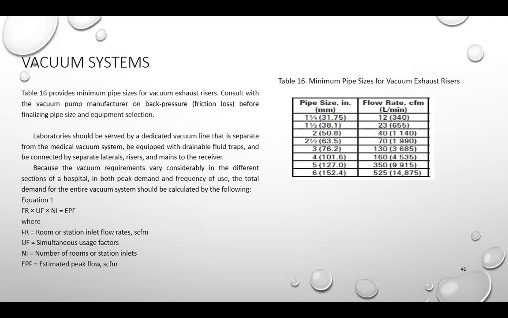Now, because the vacuum requirements vary considerably in the different sections of the hospital, in both peak demand and frequency of use, the total demand for the entire vacuum system should be calculated by the following Equation 1: FR times FU times NI is equal to EFP, where FR is the flow rate per room or station inlet, FU is the simultaneous usage factor, NI is the number of rooms or station inlets, and EFP is the estimated peak flow in CFM.